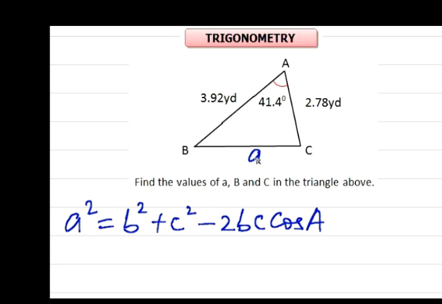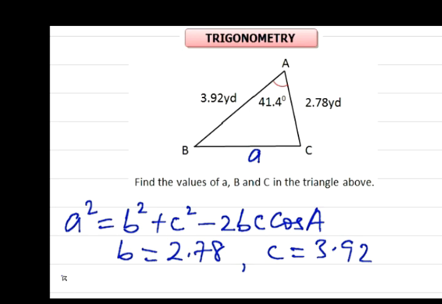That's it. We know our A. Do we know what A is? No. Do we know B? We know C. Yes. So from here let's just specify the values first. B is equal to what? The side facing B, 2.78. Then what again? Our C is equal to 3.92.